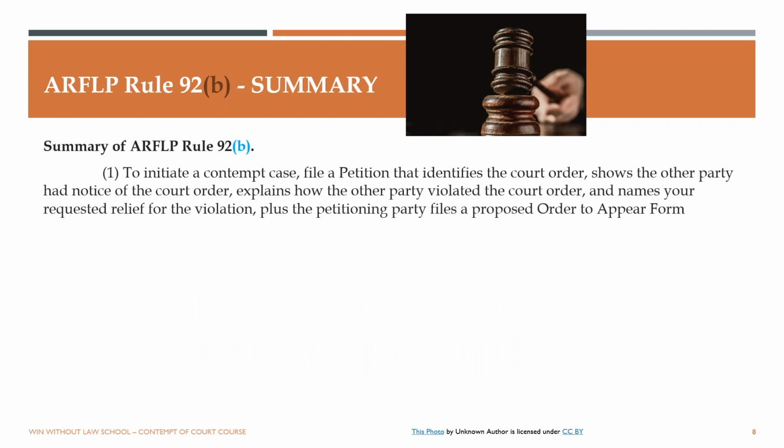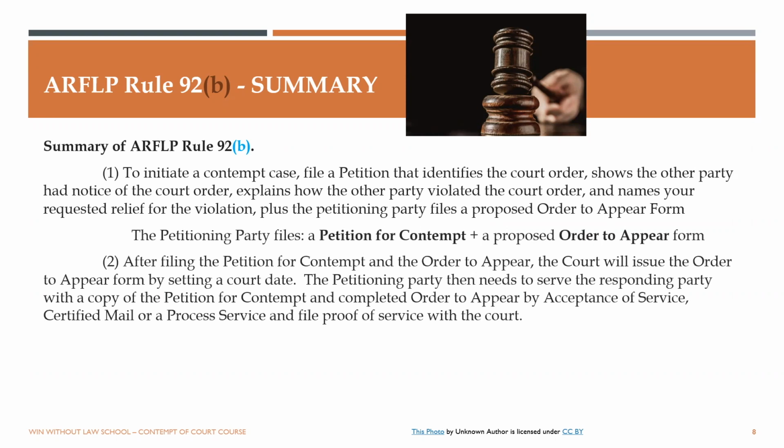To initiate a contempt case, file a petition that identifies the court order that you're saying was violated. Show the other party had notice of that court order. Explain how the other party violated the court order. Name your requested relief for the violation, plus file a proposed order to appear form. So you're going to include all of that in your petition, plus do the order to appear.